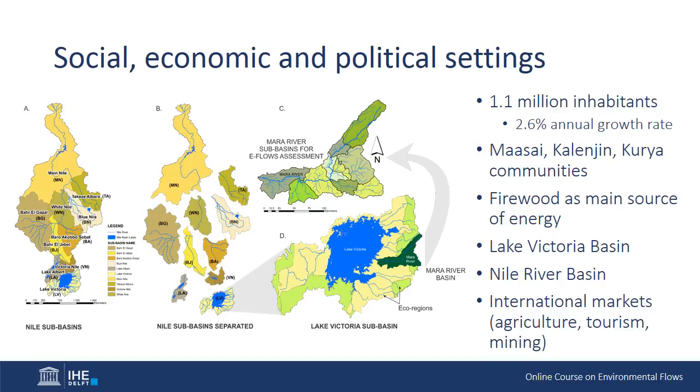We calculated that about 1.1 million inhabitants live within the basin, 65% of them in Kenya and 35% in Tanzania. Various communities occur in the basin, namely the Maasai, Kalenjin, and Kuria people, which have significantly different lifestyles and cultures, including the ways they rely on the water and its resources.